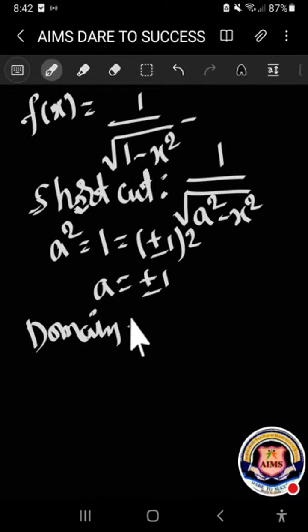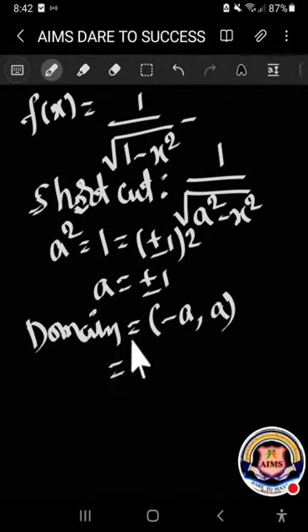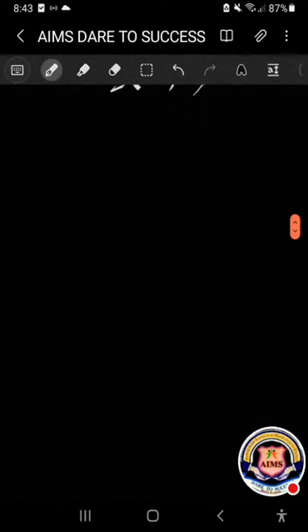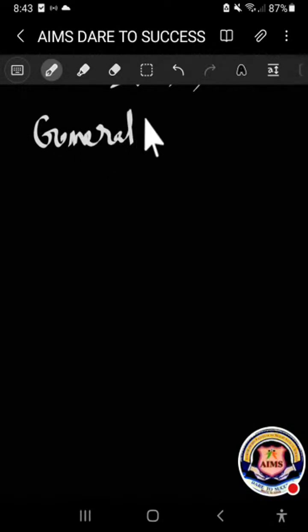So domain is equal to minus a comma a. Actually here the value is minus 1 plus 1, so you can write it directly. Minus a means the negative symbol 1, minus 1, and a means the positive symbol 1. So according to the same, I want to tell you a general method for this problem. So, the general method for this question.